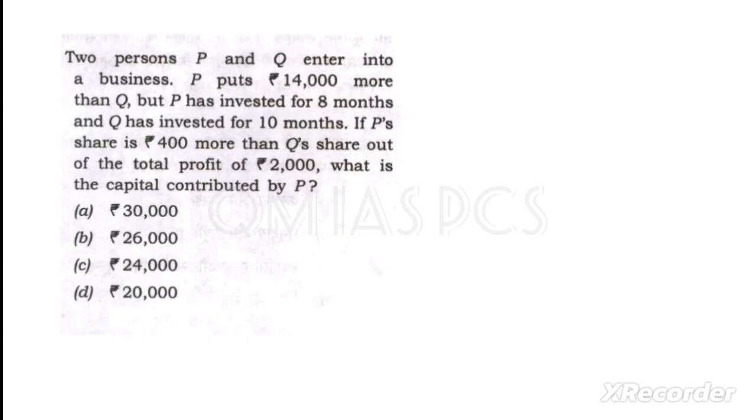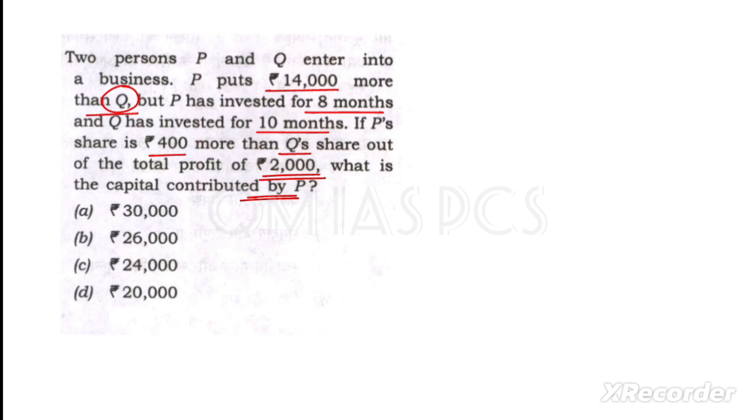So here is our first question from ratio. Two persons P and Q enter into a business. P puts in 14,000 more than Q, whatever Q is investing, and P has invested for 8 months, and Q has invested for 10 months. We don't know about Q. If P's share is 400 more than Q's share out of the total profit of 2000, what is the capital contribution by P? Contribution by P we have to find.